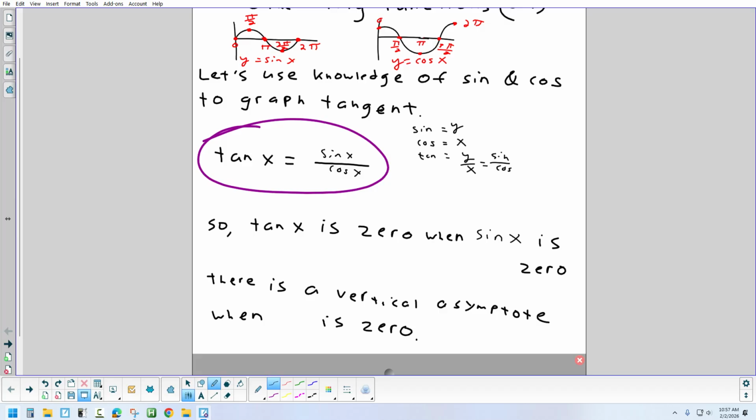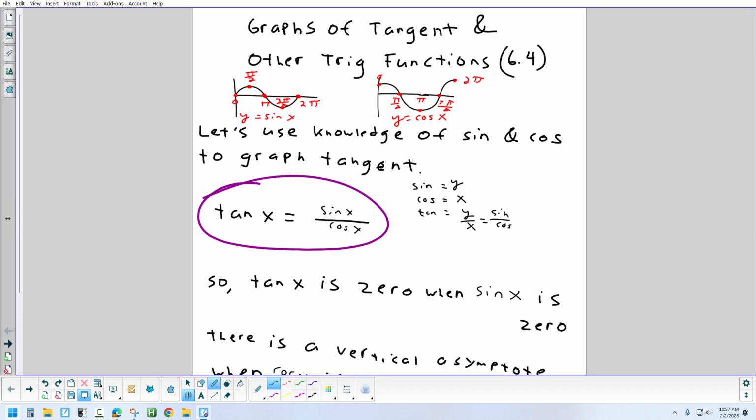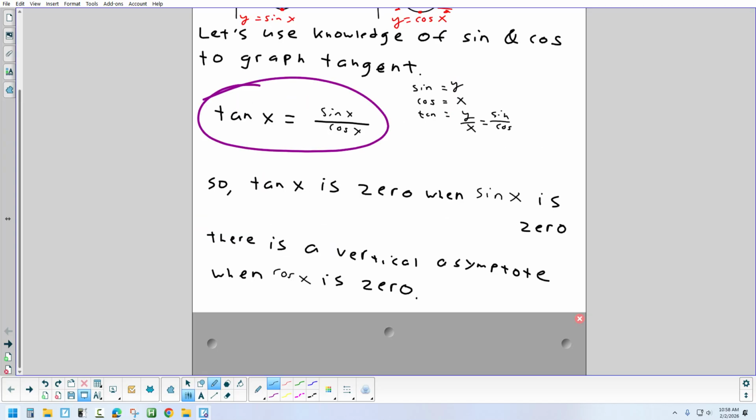Whenever the cosine is 0. Because if the cosine is 0, that's going to cause the bottom of the fraction to be 0. If the bottom of the fraction is 0, that's undefined. Undefined means asymptote. Okay, so where is the cosine 0? Well, pi over 2, 3 pi over 2. Next one would be 5 pi over 2, 7 pi over 2. It's every odd multiple of pi over 2.